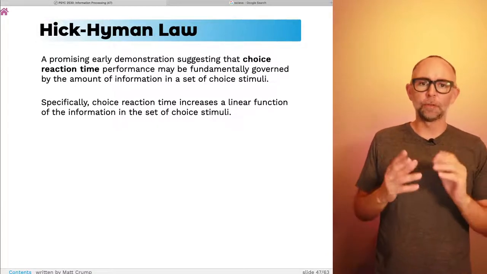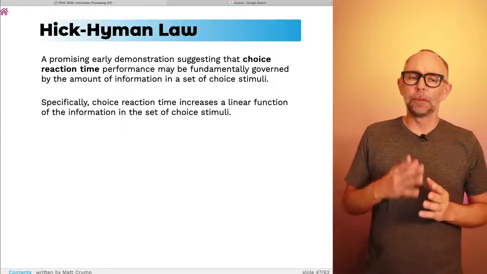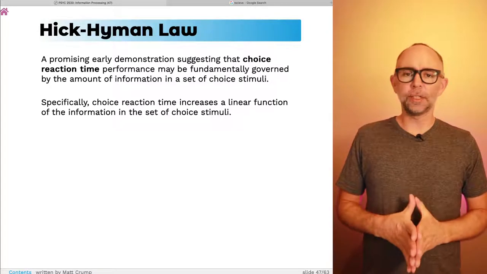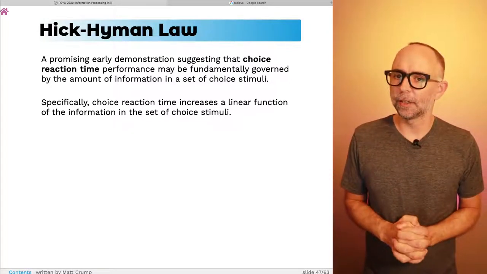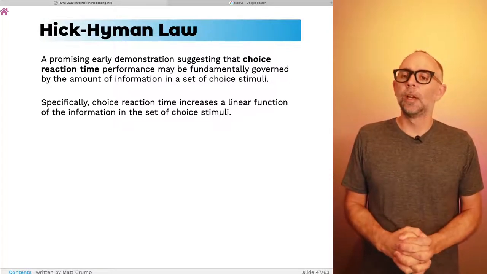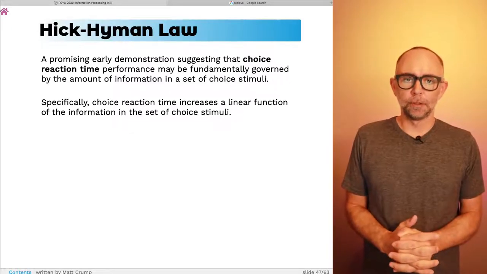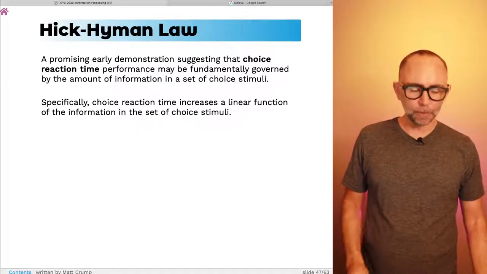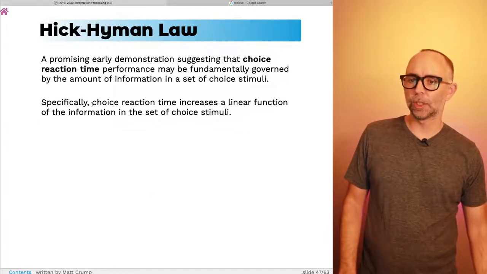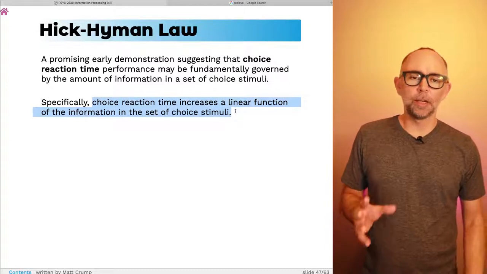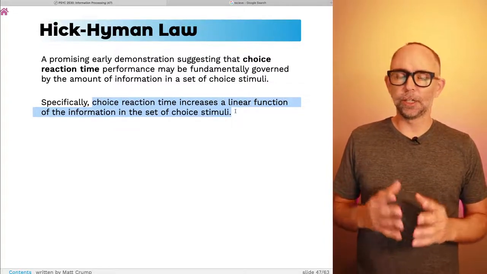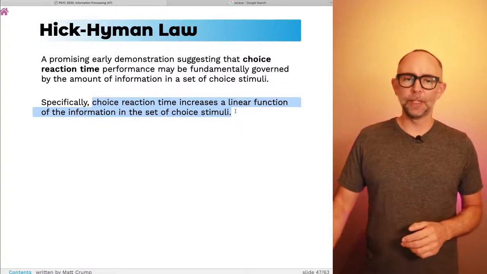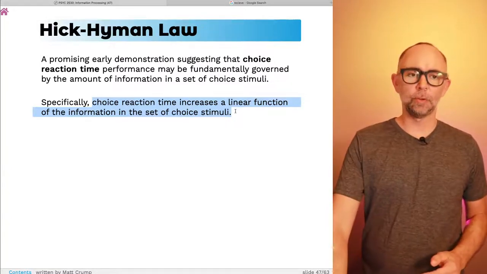So these ideas were floating around. I'm going to show you one example. This was a promising early demonstration suggesting that choice reaction time performance may be fundamentally governed by the amount of information in a set of choice stimuli. The Hick-Hyman Law, which is what we're going to learn about, the law that was proposed was that choice reaction time increases as a linear function of the information in the set of choice stimuli.